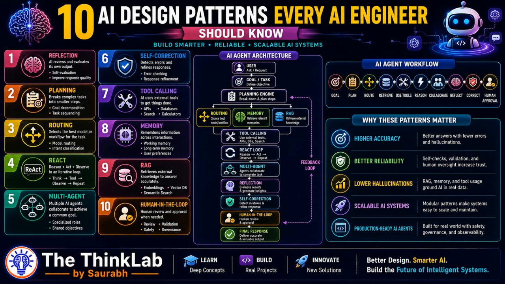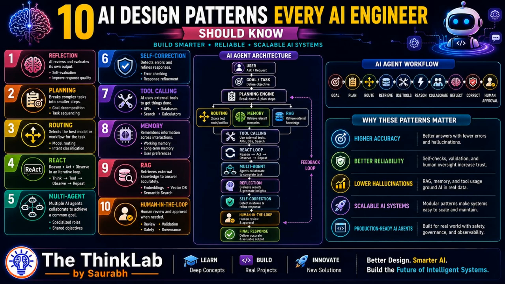So pattern number 5 is multi-agent. Sometimes one agent is not enough. That's where multi-agent systems come in, right? Imagine you are going to build a particular software product. One AI writes the code, another reviews the code, another creates the documentation, and another performs the testing. Each agent has a specialized role. Together they solve the larger problem compared to a single agent. So that's why you use this multi-agent system.